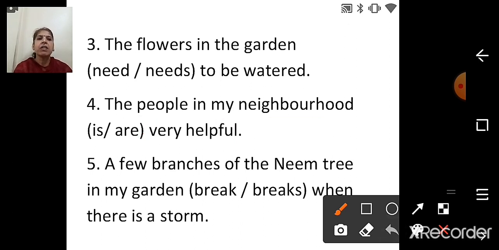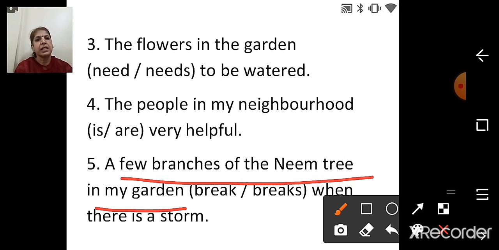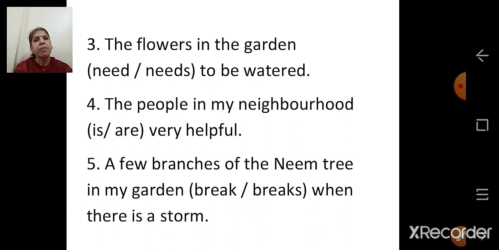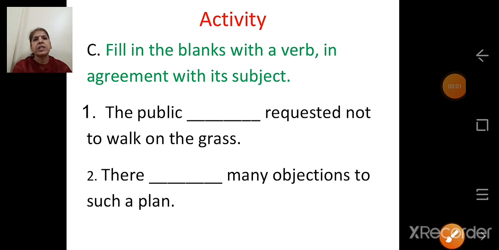Next: A few branches of the neem tree in my garden break when there's a storm. The subject is a few branches of the neem tree in my garden. When we are talking about a few branches, the verb will be break. So what we have studied is subject-verb agreement. We have to keep in mind, if the subject is singular, the verb also singular. If the subject is plural, the verb also plural.